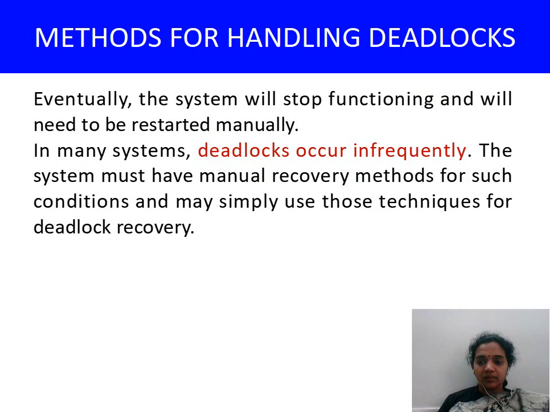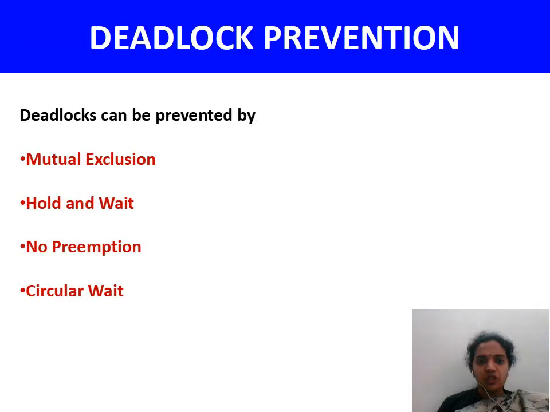In many systems, deadlock may occur infrequently. Here the system may have a manual recovery method for such a condition and may simply use these techniques for deadlock recovery. Prevention. So deadlock prevention means trying to find a solution before deadlock occurs. Deadlock can be prevented by preventing at least one of the four required conditions.